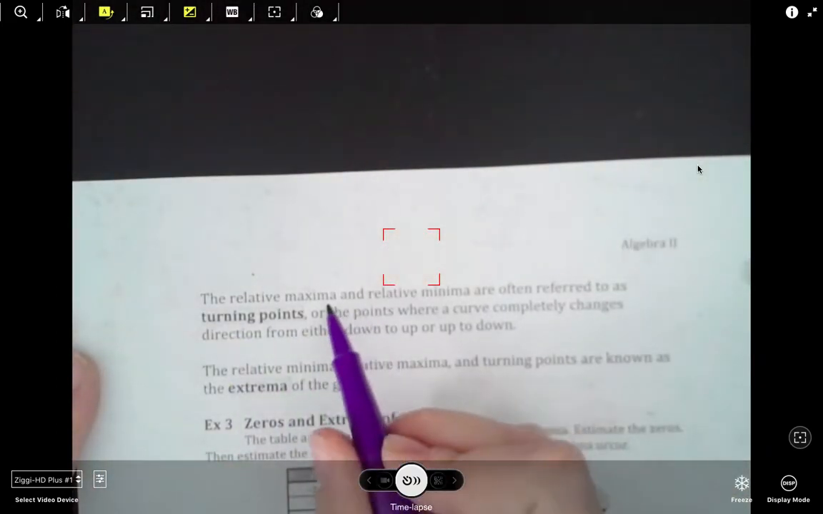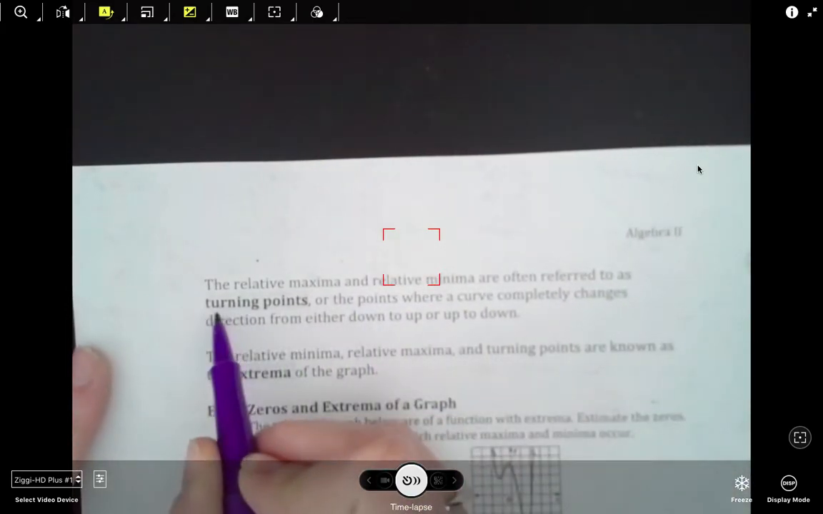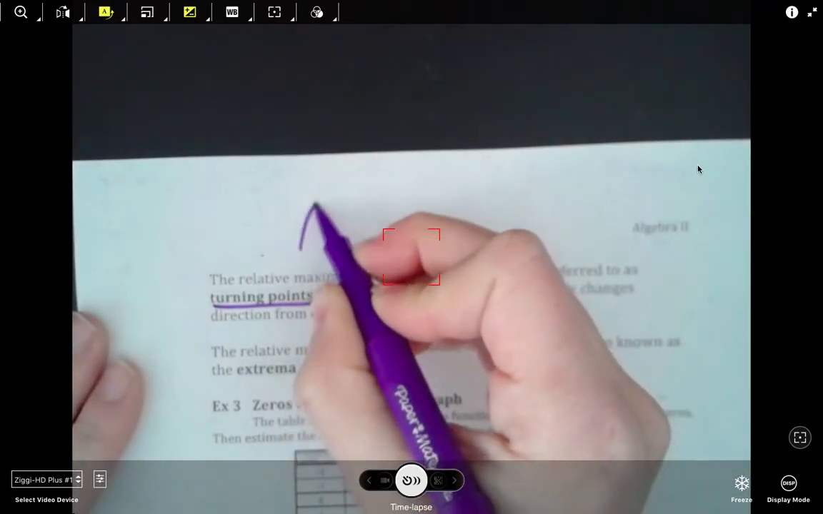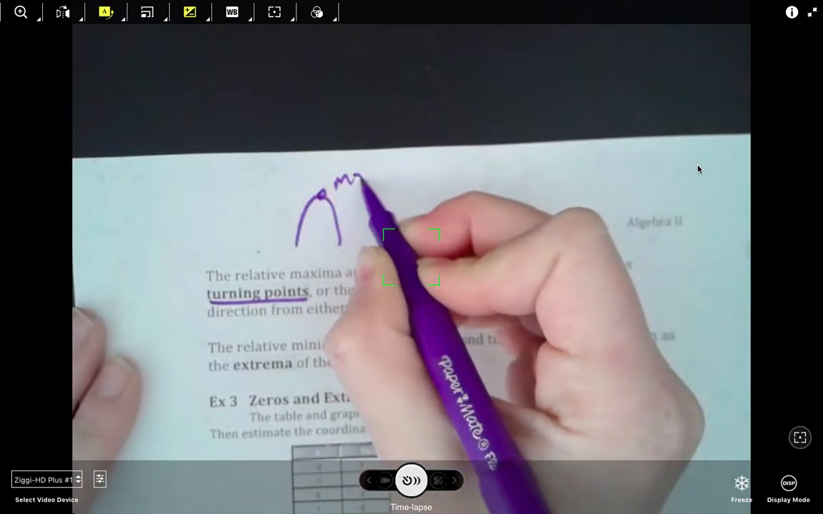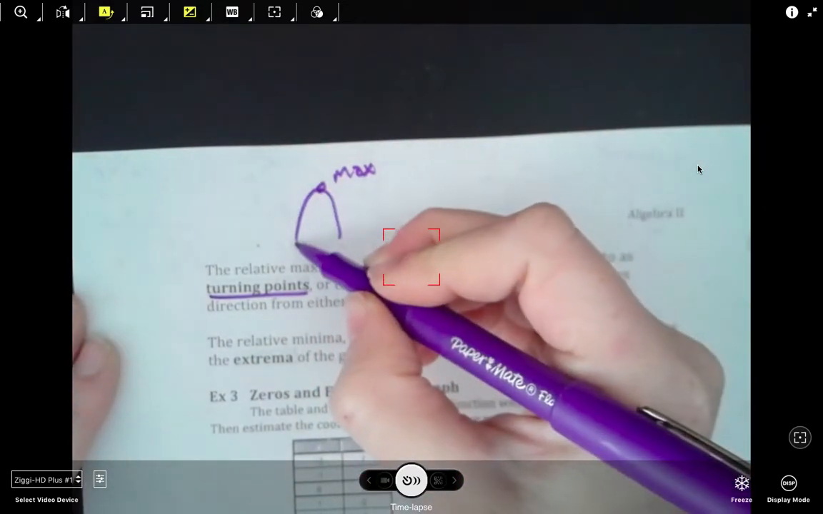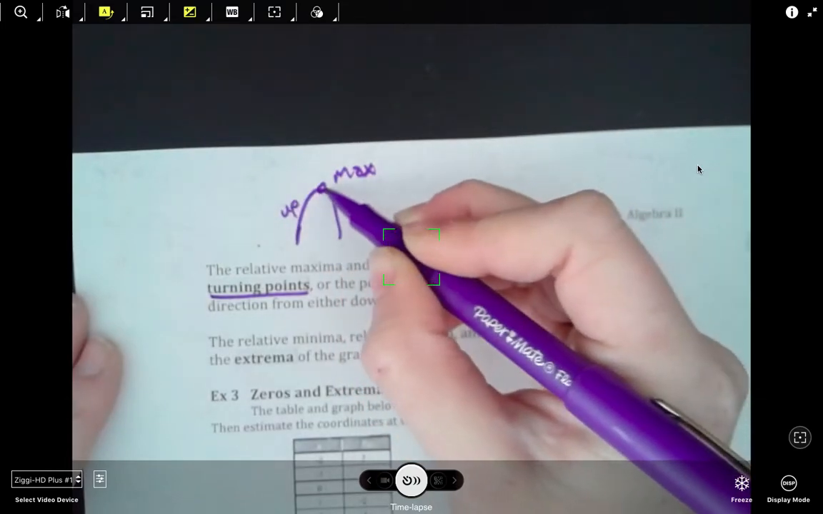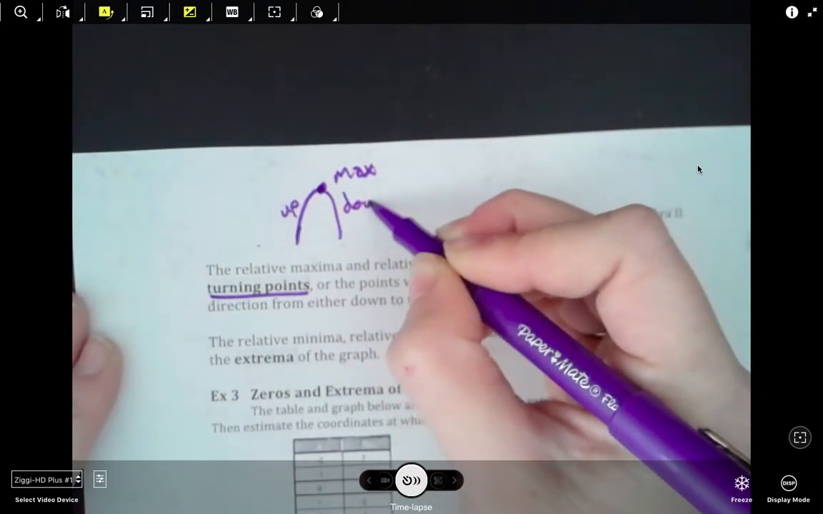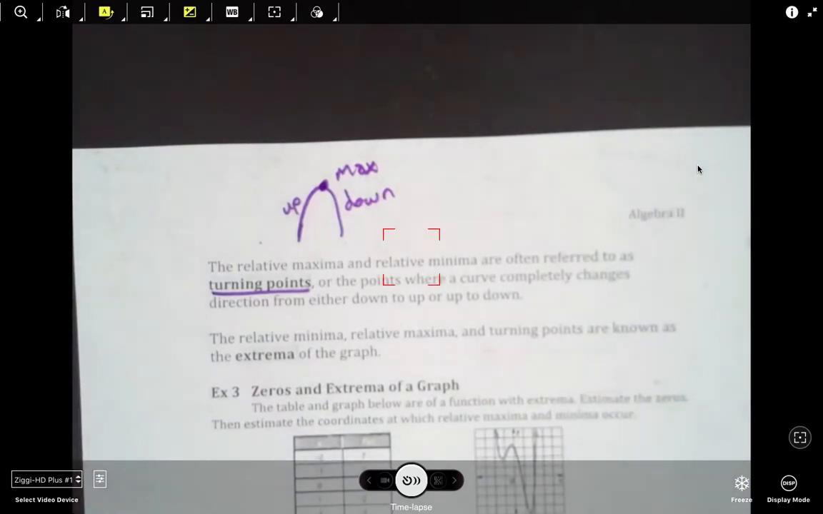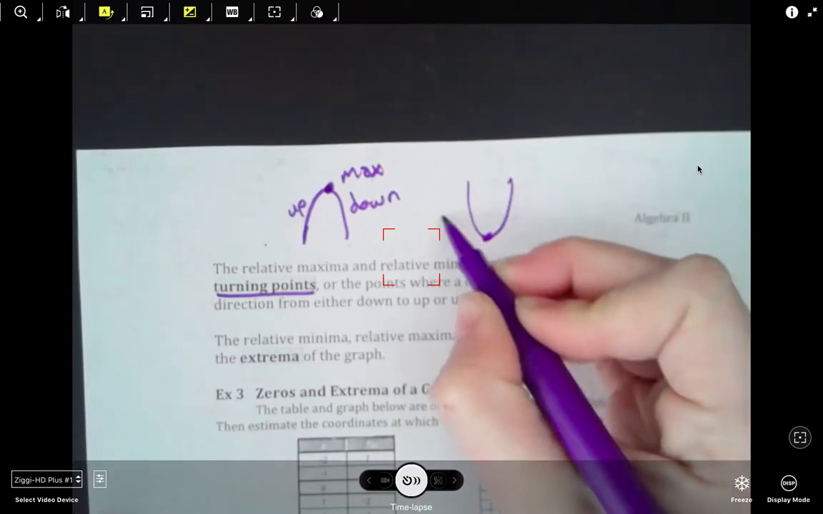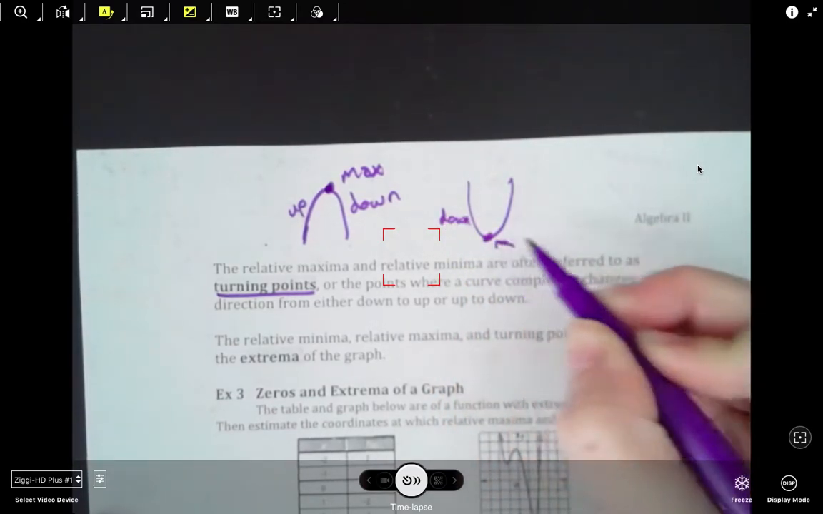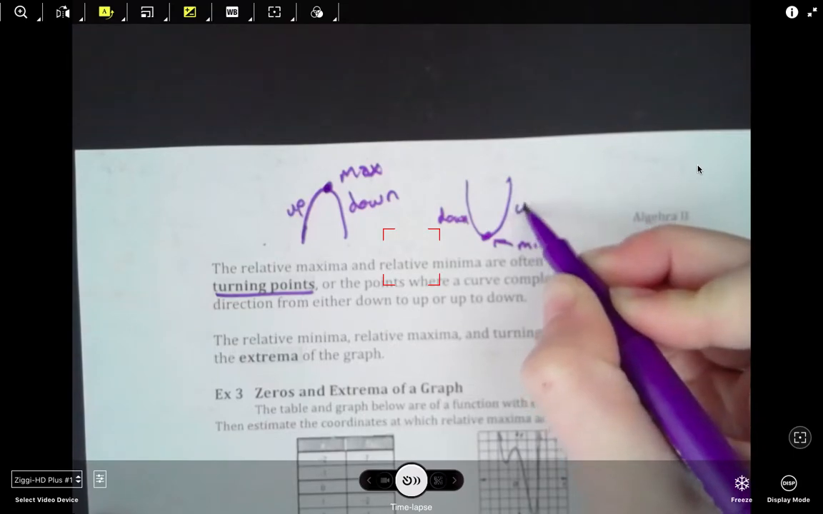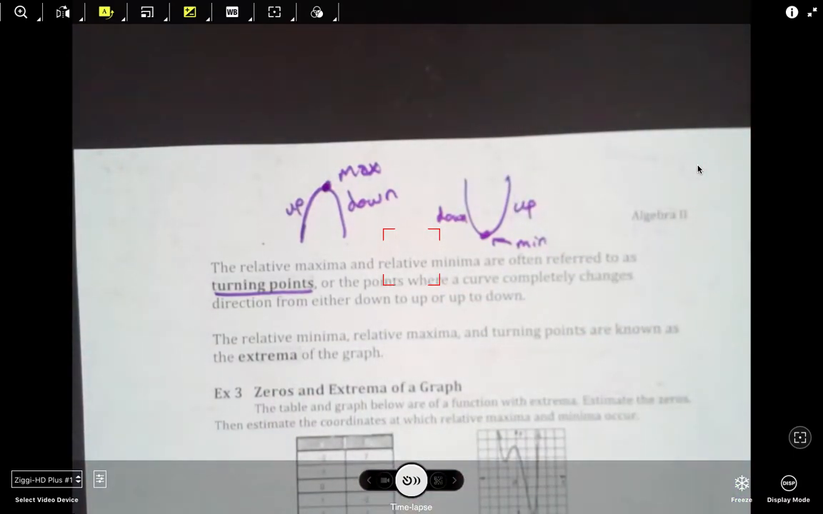The relative maximum and relative minimum are also referred to as turning points. So if I look here, this is a maximum. And it is called a turning point because it's going up and up and up on this side, but then it turns around and goes down and down and down on the right side of that point. So it's where that point kind of turns around. If you think of a U-turn, I'm going one way and then I turn around and go the other way. That's what happens. Same thing here. It's going down and down and down on one side of the minimum, and then it turns around and goes up. So that's why they're called turning points.